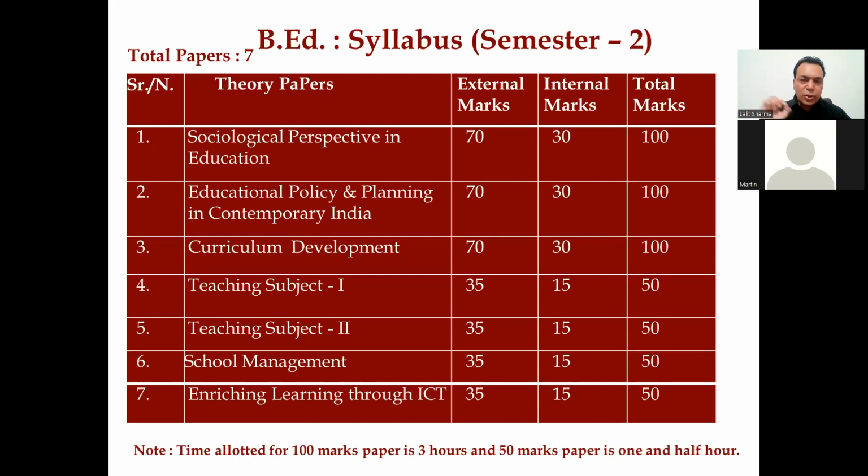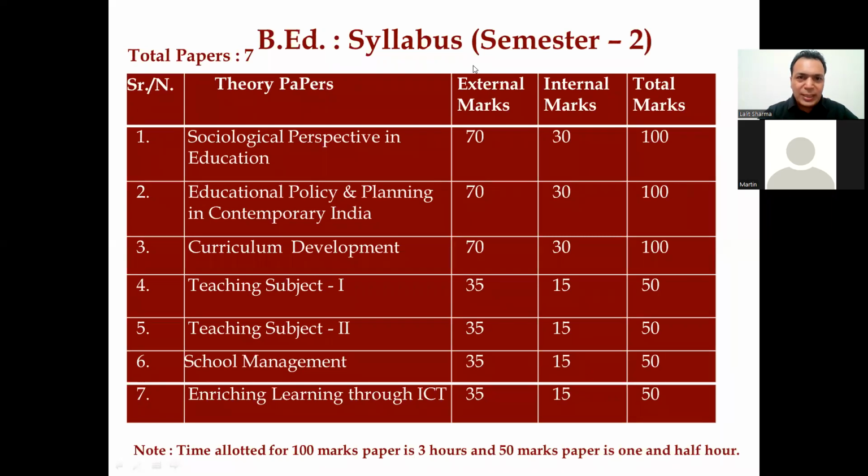The name of the first paper is Sociological Perspective in Education, right? The name of the second paper is Educational Policy and Planning in Contemporary India. The name of the third paper is Curriculum Studies. Fourth and fifth, guys, you have the teaching subjects, 2 teaching subjects, right? So the fourth paper is your teaching subject 1. For example, if you have SST and English, the first would be your teaching of SST, and the second paper would be teaching of English. It means the fourth paper is teaching subject 1, the fifth paper is teaching subject 2, right? And guys, your sixth paper is school management, and the seventh paper is enriching learning through ICT, right?